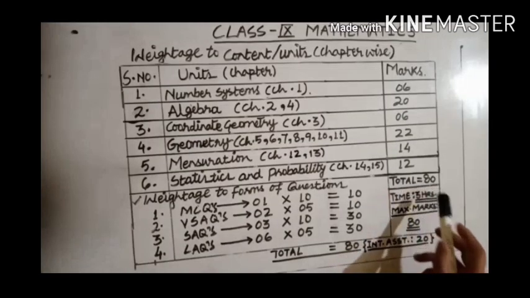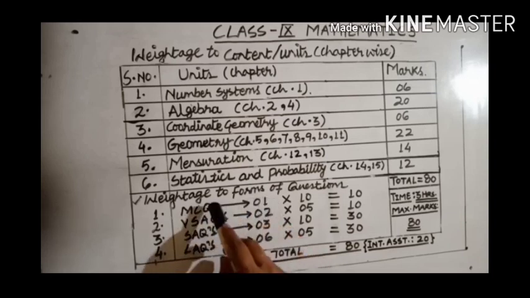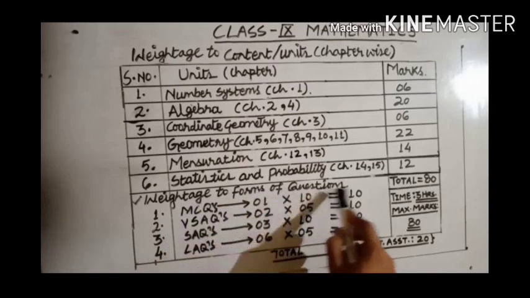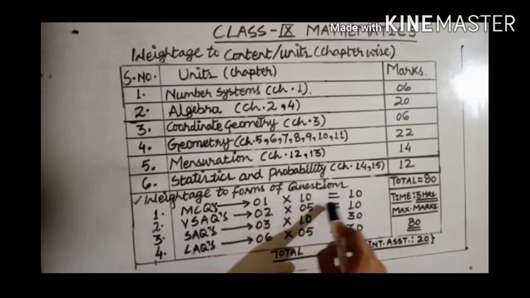Let's check how this 80 marks are divided into different forms of questions. So remember that your question paper will be containing 4 different forms of questions, including multiple choice questions, very short answer type questions, short answer type questions and long answer type questions, where each multiple choice question will carry 1 mark and such 10 questions will be there. So 1 tens are 10 marks are given to multiple choice questions. Similarly, each very short answer type question will carry 2 marks and such 5 questions will be there. So 2 fives are 10 marks are given to very short answer type questions.